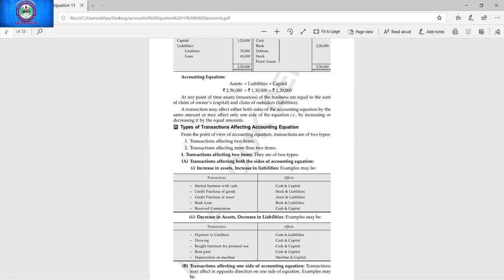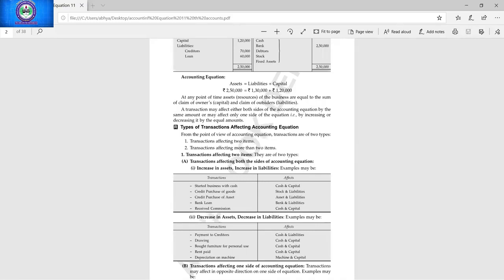Very good. My next question is for Nilima Jain. Yes, Nilima, I have unmuted you. Are you able to answer? Yes, ma'am. Okay, beta, tell me. Suppose you are the owner of the business and you have withdrawn some amount from the business for paying the school fees of your brother.